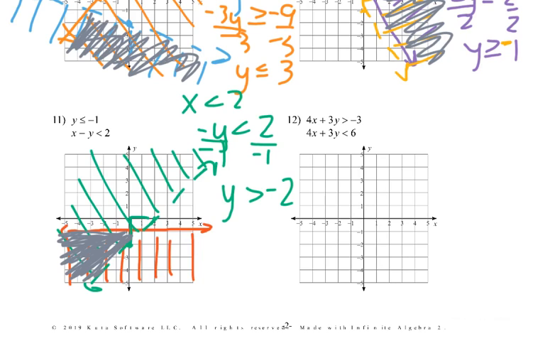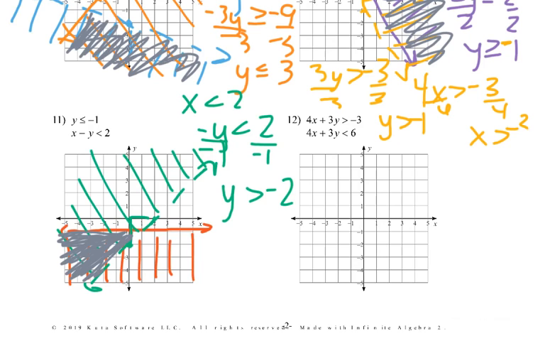All right, last one. So we've got 4x is greater than negative 3. We'd also have 3y is greater than negative 3. So divide by 3. We'd have y is greater than negative 1. Divide by 4, we'd have x is greater than negative 3/4. Negative 3/4 is like negative 0.75 right there. x is bigger. For y, negative 1 right here. y is bigger. There's no equal to, so a dotted line here. And we shade on that side.